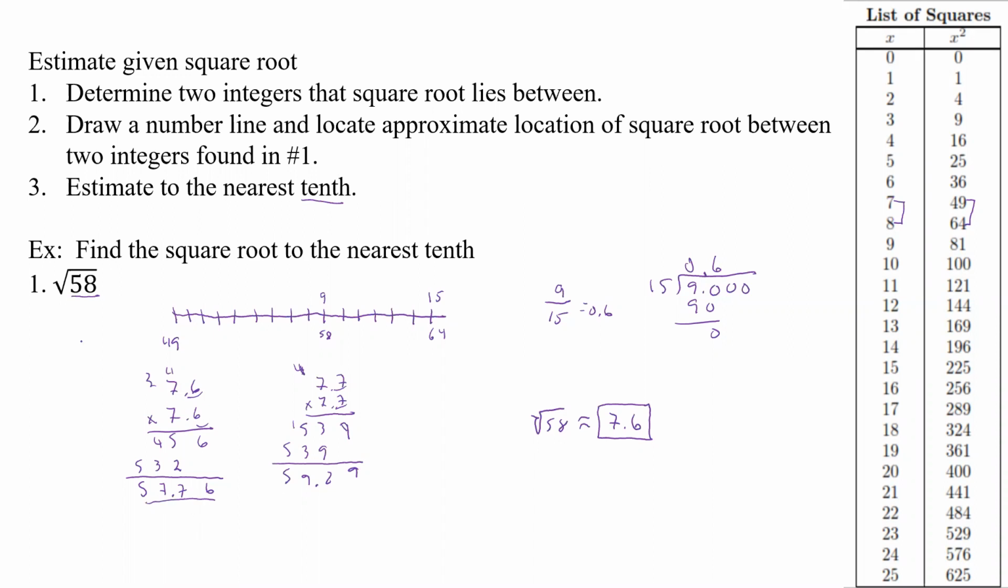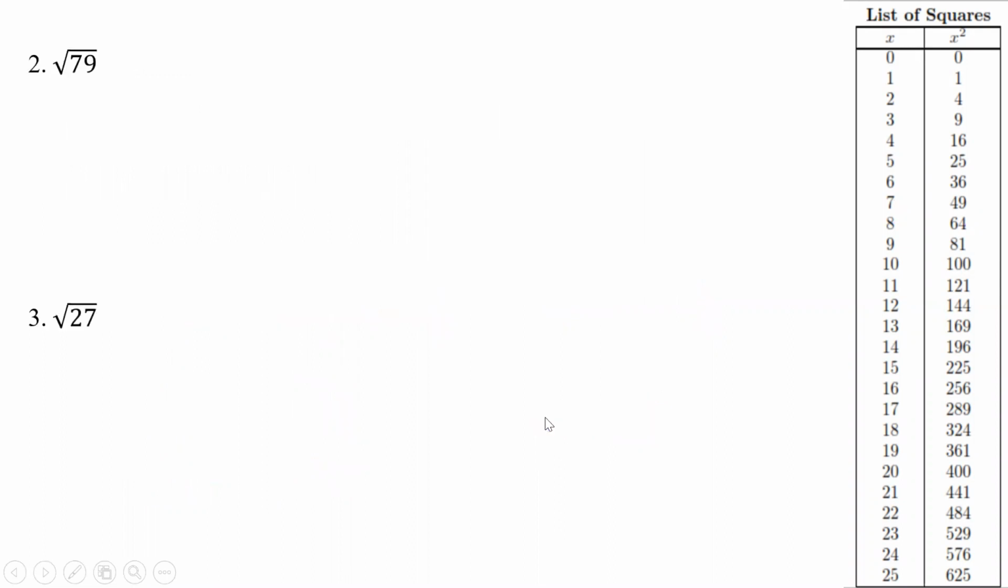Now, if it's under my number, then I add 1/10 because I'm going by tenths, and I got 7.7 times 7.7, and that number is way above 58. That's 1.29 above. This one's only like 0.24 below. So that means 7.6 is going to be my guesstimate as far as the nearest tenth estimate for the square root of 58. So let's do some more here.